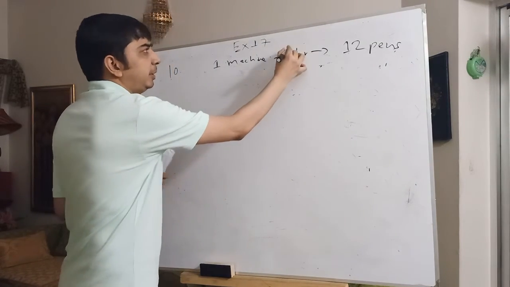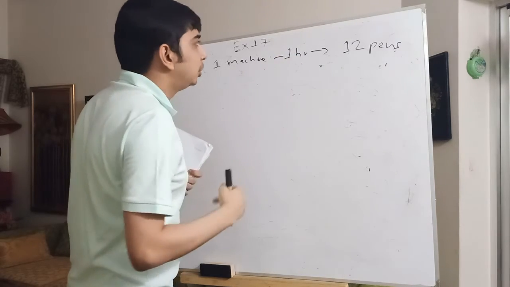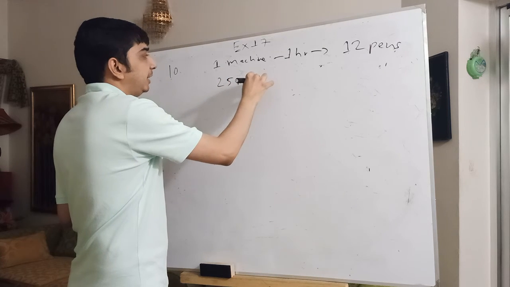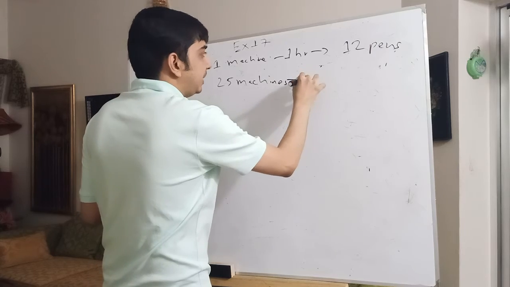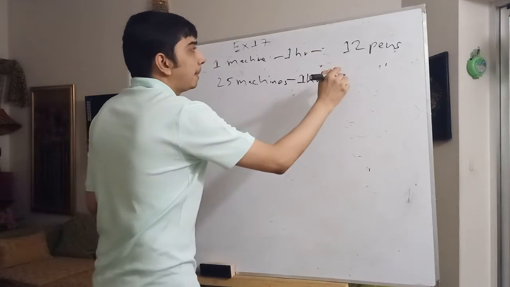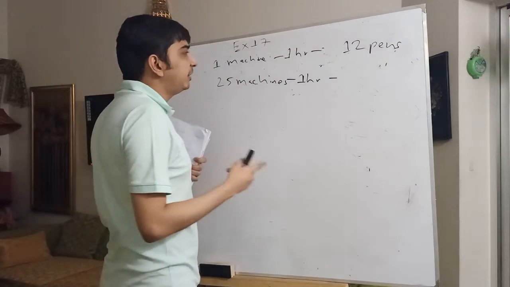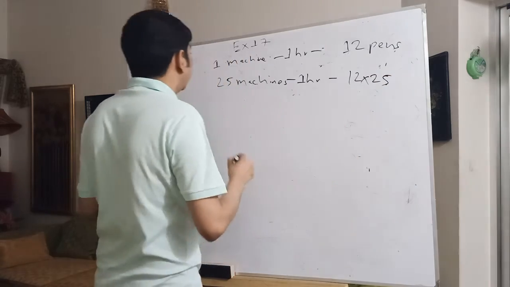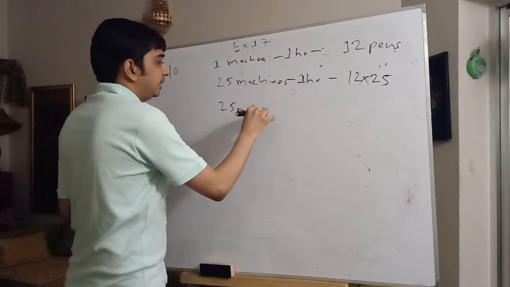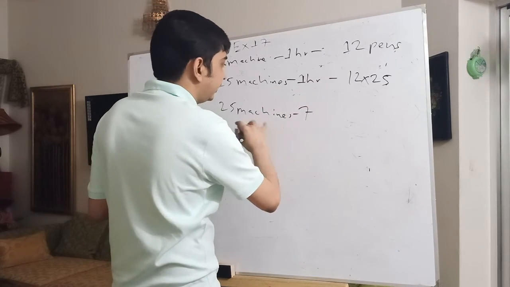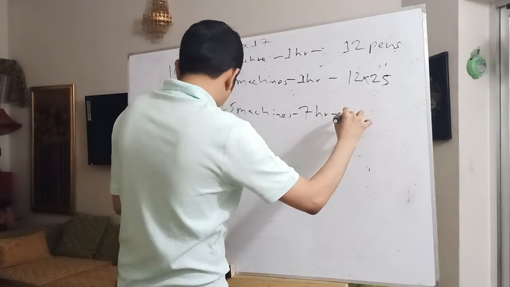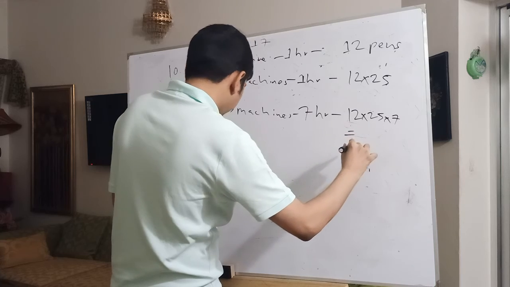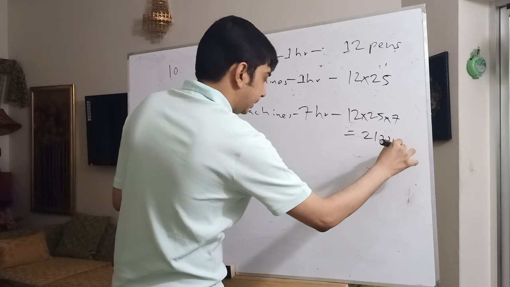You can do this in one step, but I'm dividing it into two steps. Let me first change the number of machines. Now the number of machines is 25. Let me keep the time the same. So instead of one machine, if you're using 25 machines, the number of pens produced is going to be larger, 12 into 25. At the same time, now let's also change the time. 25 machines and the time is 7 hours. So the number of pens produced is going to be 12 into 25 into 7. So it's going to be 2100 pens.